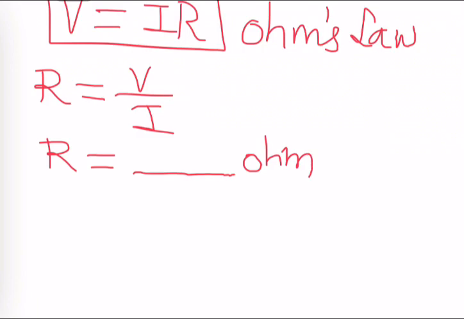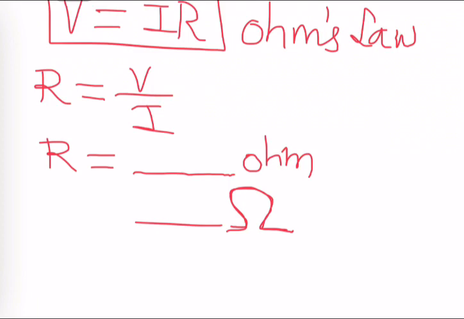What is the symbol for ohm? Omega, but we don't call it omega. We just write it as this symbol and we read it as ohm.